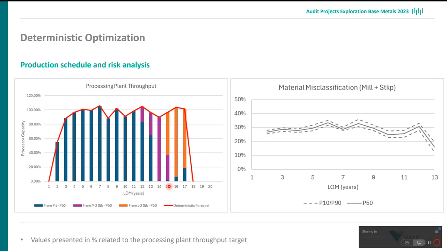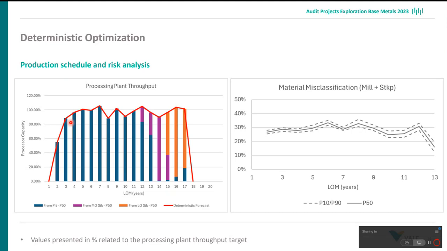This percentage here is related to a target of the mill. And we have a combined misclassification of 30%, considering both mill and stockpiles. For the mill itself, the material that will go there has around 20% misclassification. So material may be slightly below cutoff, or could be a bit more.